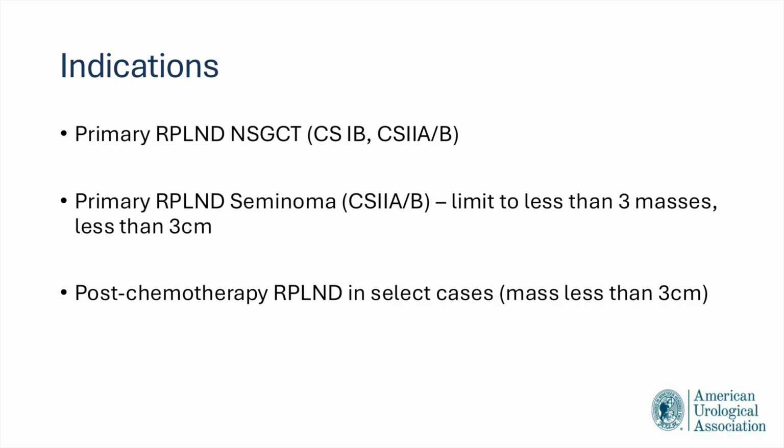In general, for the minimally invasive approach, we target patients undergoing primary RPLND for clinical stage 1B and 2A and B non-seminomatous germ cell tumor, and patients undergoing primary RPLND for stage 2A and B seminoma with fewer than 3 masses and masses less than 3 centimeters. We will also consider post-chemo robotic RPLND in select patients with masses less than 3 centimeters.